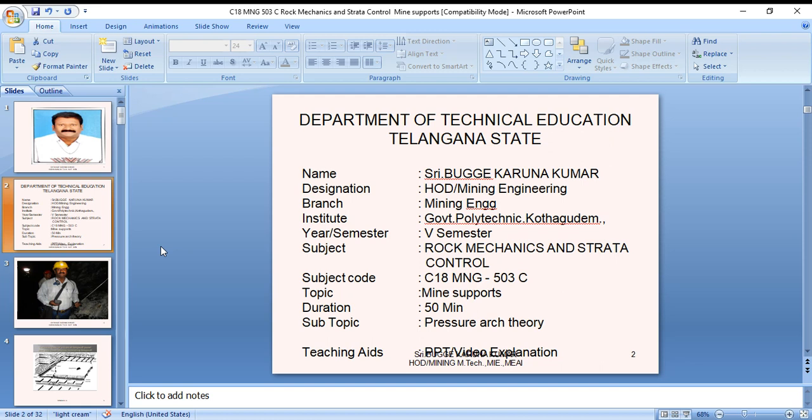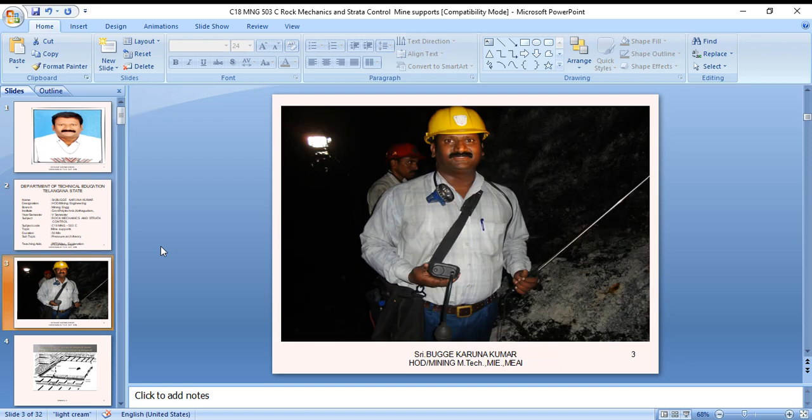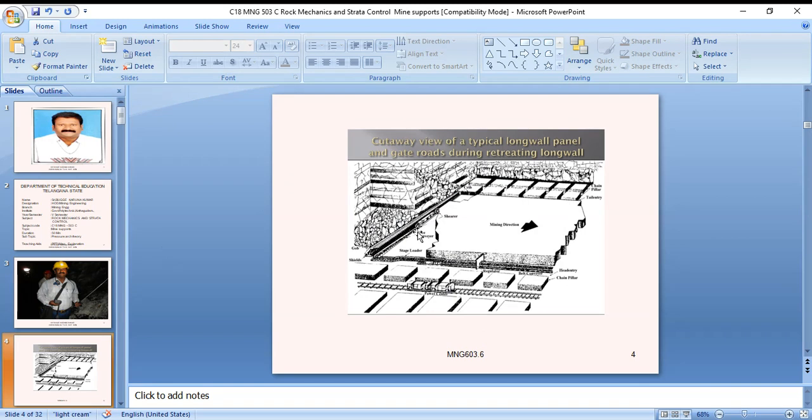First, the behavior of the opening is explained by different theories. One of them is the fracture arch theory. This is the view of the underground mine. This is the gateway view of a typical longwall panel during the retreating of the area.